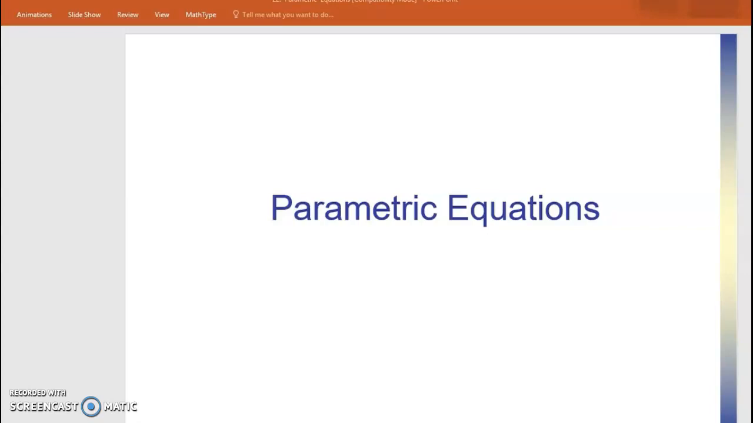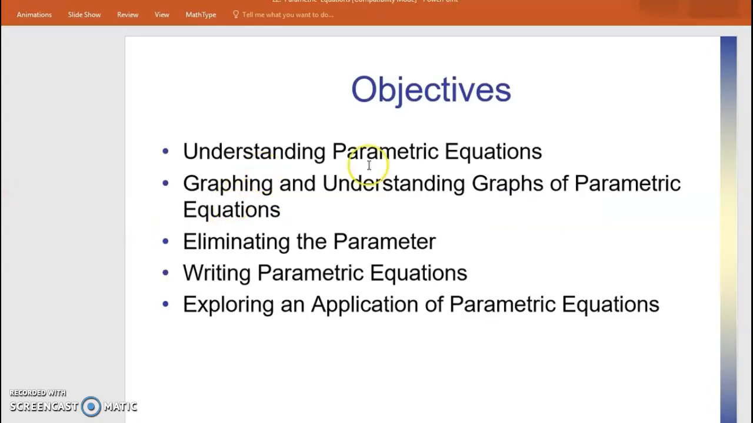Objectives are understanding parametric equations, graphing and understanding graphs of parametric equations, eliminating the parameter, in other words, eliminating the parametric portion from the equation, returning it to rectangular form, writing parametric equations, and exploring an application of parametric equations.